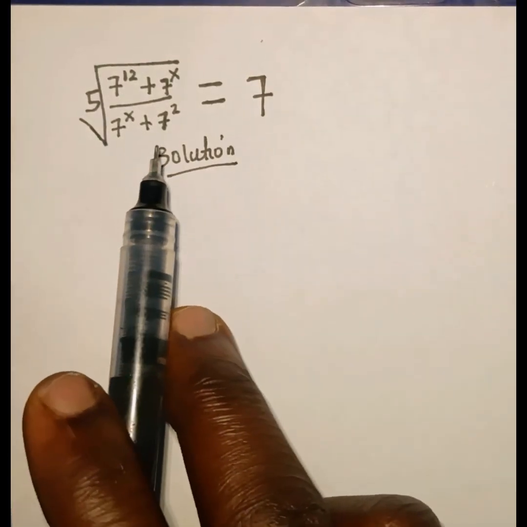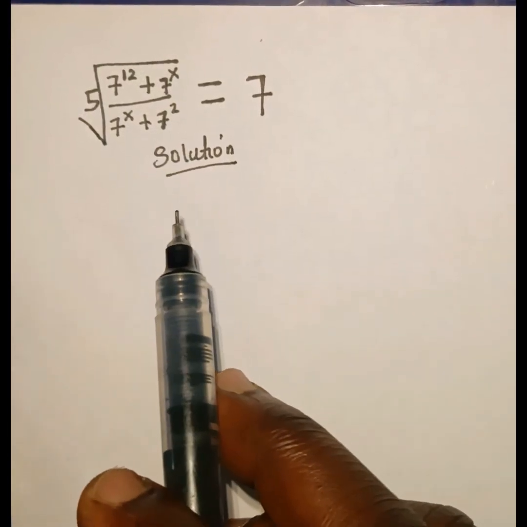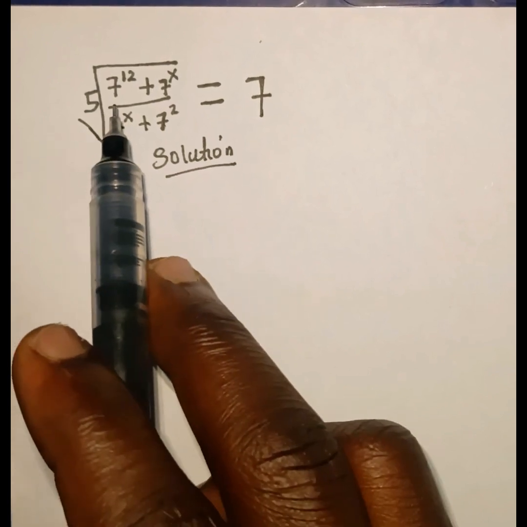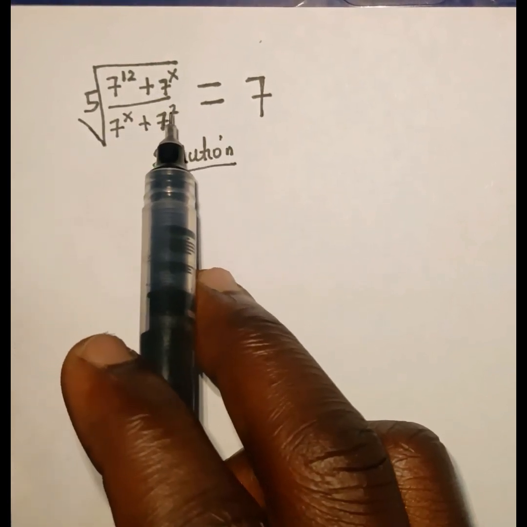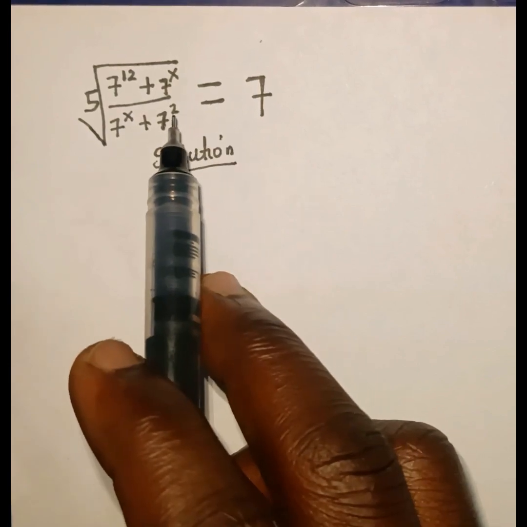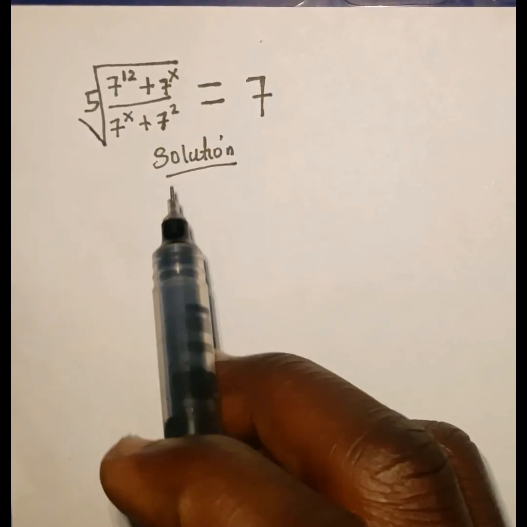We are going to solve for the value of x from this radical equation. We are given that the fifth root of (7 to the power of 12 plus 7 to the power of x) over (7 to the power of x plus 7 to the power of 2) is equal to 7. Then what is the value of x that will satisfy the equation?